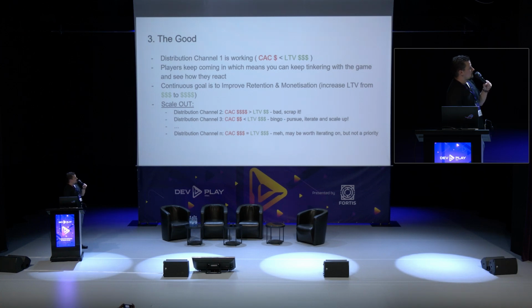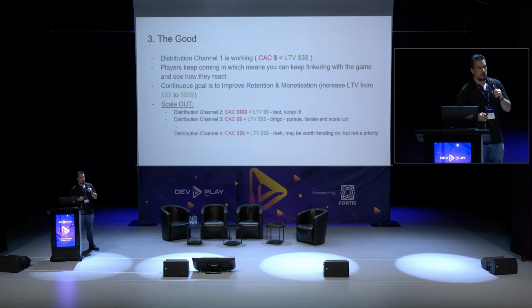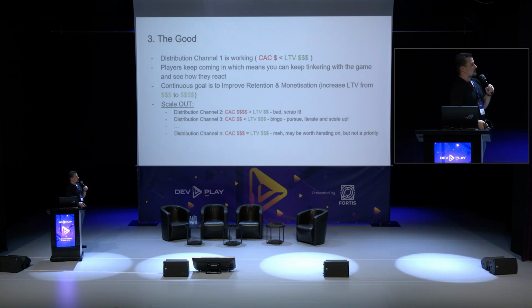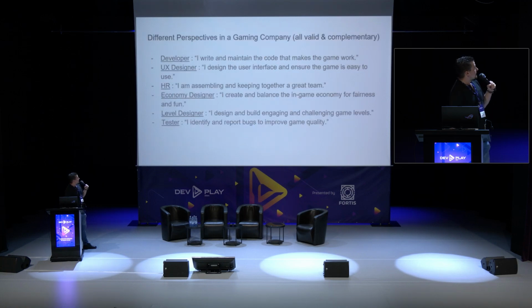This is the good scenario. Okay. You have one distribution channel that's working. Players are coming in. You can improve retention and monetization, basically, because you have data flowing through the system. And then your next step is to scale out, which means finding other distribution channels that work. Some of them will be bad, so you can scrap those. Others are going to be good, so you can scale them and pursue them and iterate. Others will be marginal, which still means you can work on them, but they will not be a priority. And that's how you scale out.